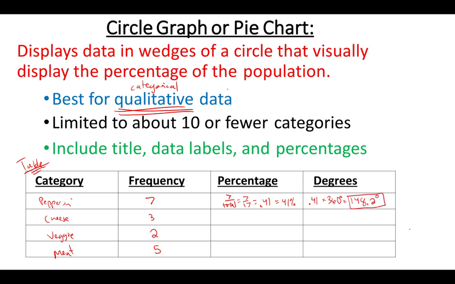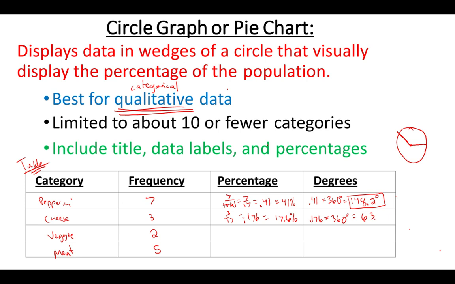So if we were to actually draw out a pie chart, you would start with something like this, and then you would take your protractor to 148 degrees, which would maybe be somewhere over here, and that's how you would draw your line. Again, we're not going to do that, but I still want you to calculate these percentages and the degrees. So then for cheese, we would do 3 over 17. That gives you 0.176, which is 17.6%. And then we would do 0.176 times 360 to calculate our degrees. And you would do this for all of your categories.